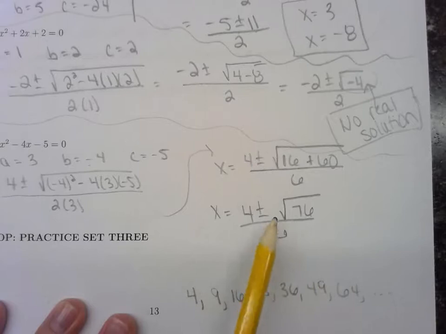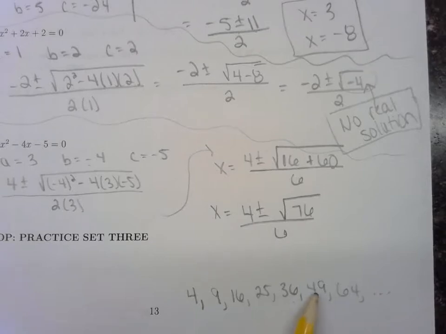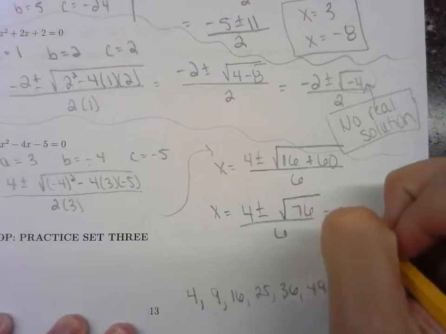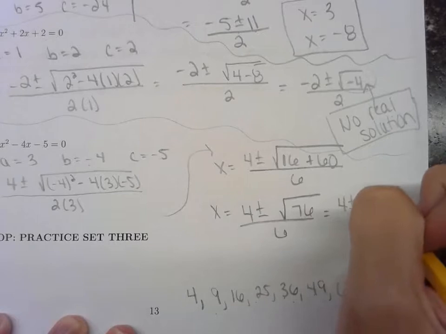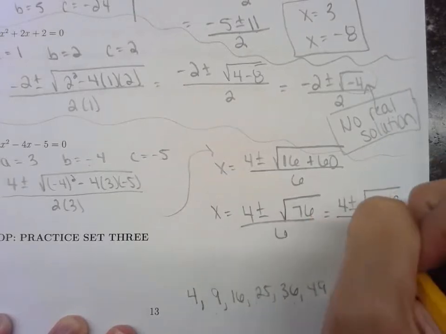Let's start with larger. So 36 will not go into it. 49, I could have checked that first. 49 doesn't, 36 doesn't, 25 does not. Does 16? Let me check that. 76 divided by 16, no. Does 9? No. And I believe 4 does. Yes, 4 does. So we're going to rewrite this as 4 plus or minus the square root. 76 is the same as 4 times 19 divided by 6.